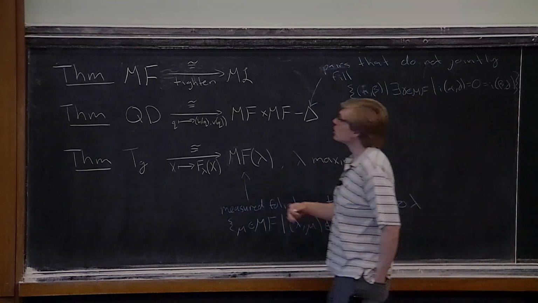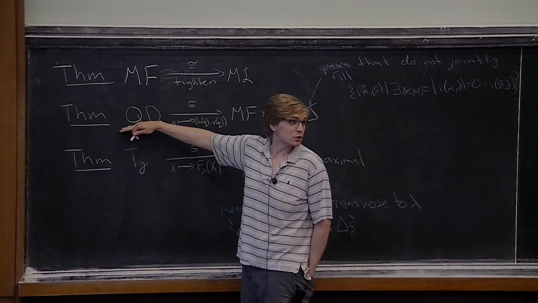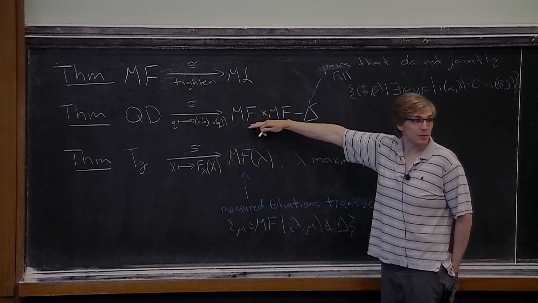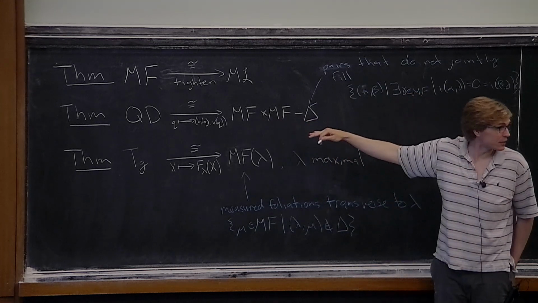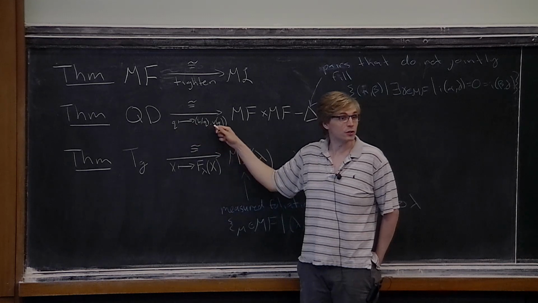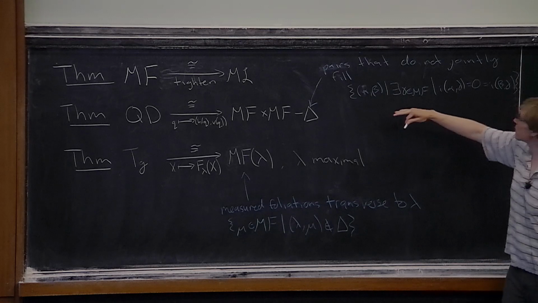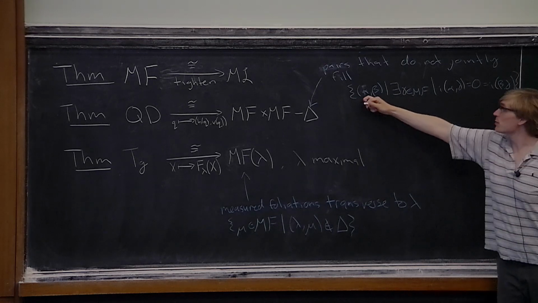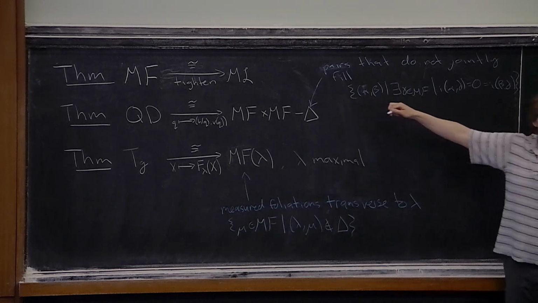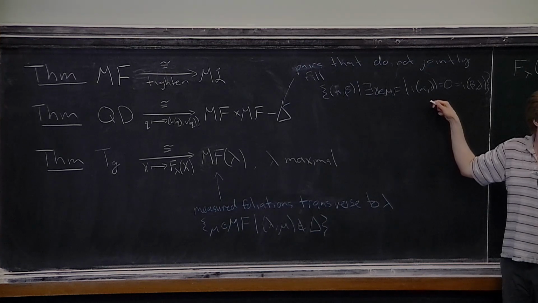It continued when we saw that the bundle of non-zero quadratic differentials over Teichmuller space was isomorphic to MF cross MF minus a certain fat diagonal via the map that sent a quadratic differential to its horizontal and vertical measured foliations. Okay, and this thing that I've referred to as the fat diagonal is the set of measured foliations that don't jointly fill. And if they don't jointly fill, that means precisely that there's some other measured foliation with zero intersection number with both of them.